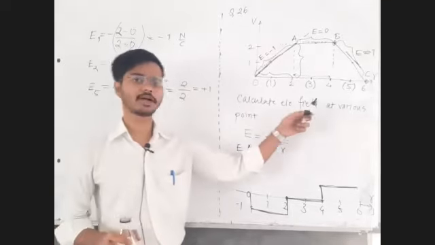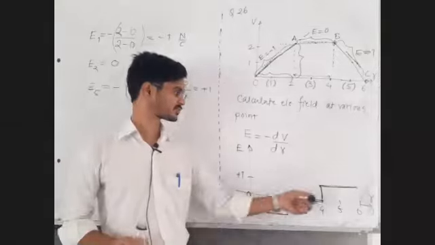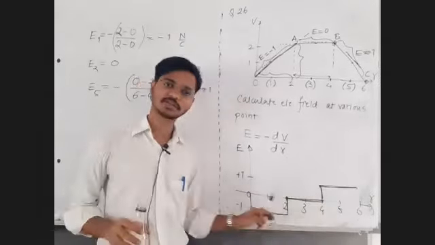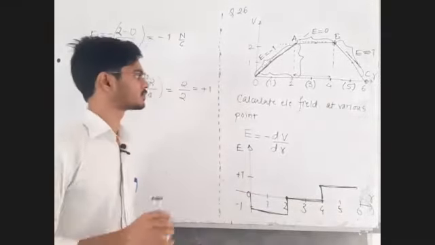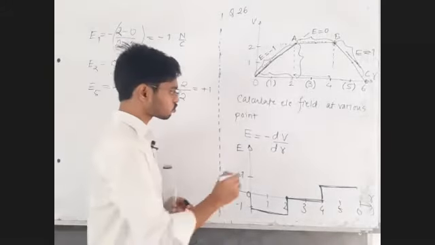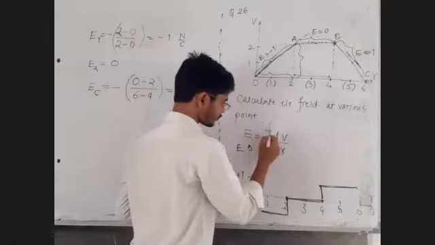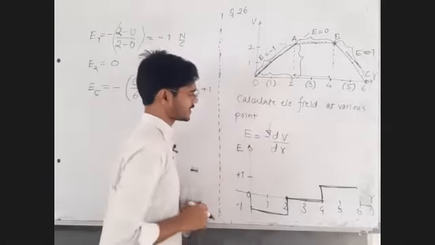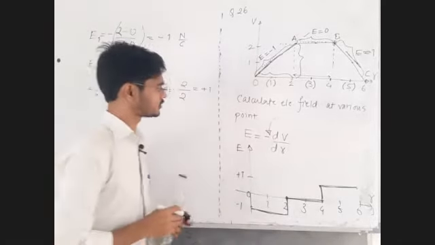We calculated the electric field at all the points. We have drawn the graph now, from 0 to 6. At all points, we know the value of the electric field. Generally, students forget this minus sign. I don't know why, but they forget this.